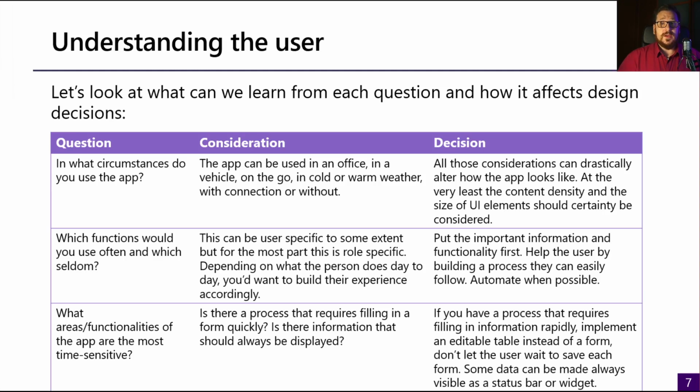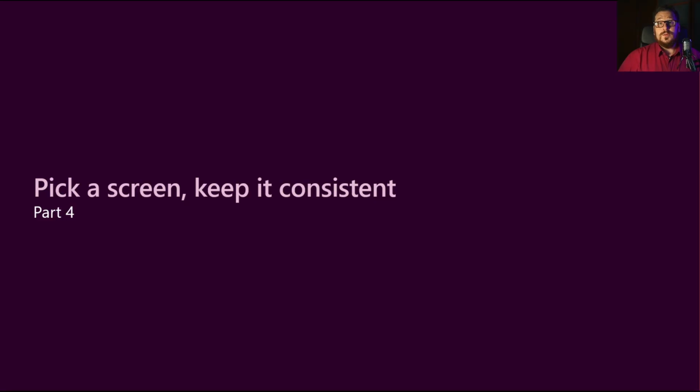In your app, you may have a process to collect data. If, for example, you need to collect this data rapidly from multiple people in a short amount of time, then you might want to implement a different way to do it. For example, using an editable grid instead of a form, or something else that allows rapid input. Now, let's look at how to pick the right screen for the job.